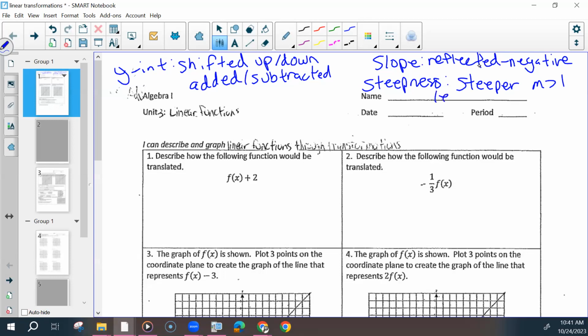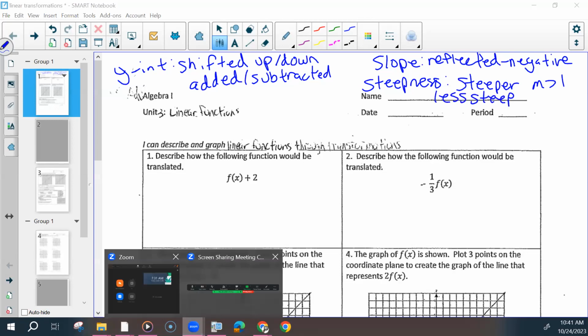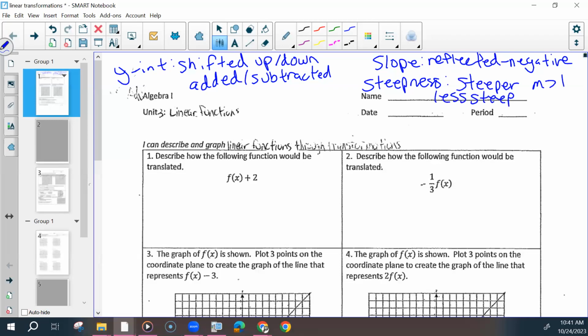Or less steep is going to be a fraction or some number less than 1. I'm going to write 0 less than m less than 1. That just means it would be less than 1, but not dealing with the negatives. It can reflect and still be steeper. Those are two different things. The negative has nothing to do with the steepness. The number is the only thing that deals with the steepness.